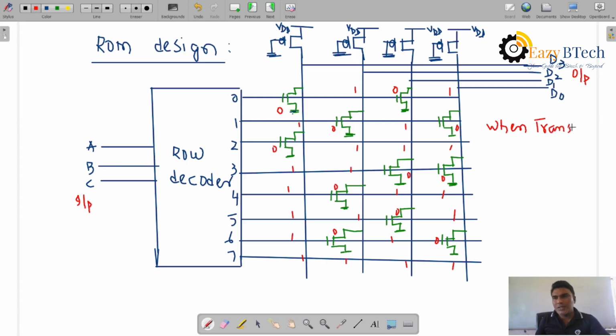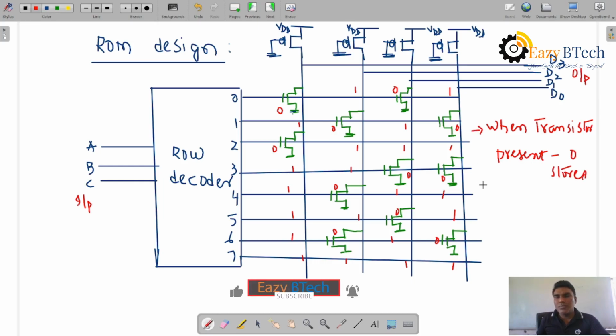When the transistor is present, logic 0 is stored. Otherwise it will be 1. When the transistor is present it should be 0, otherwise it will be 1.